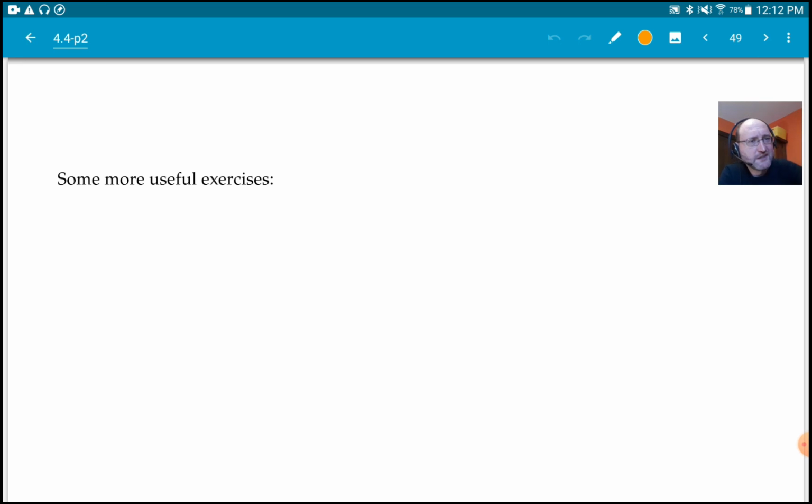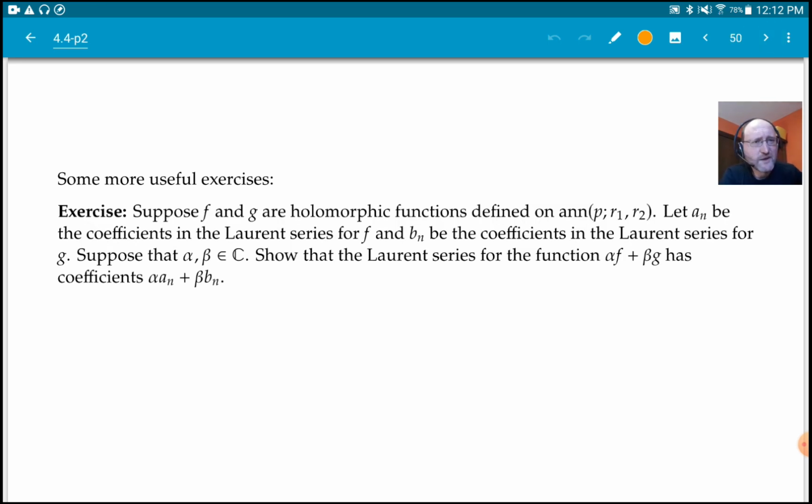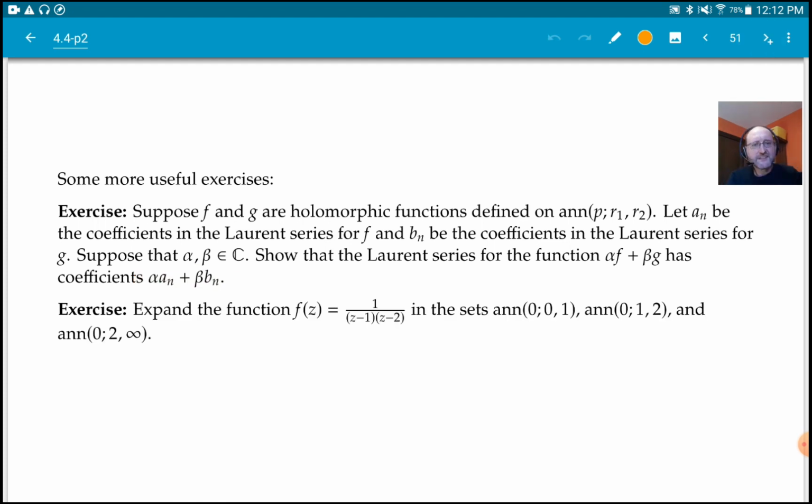Right, a couple more useful exercises. So one that is relatively very easy is if I take some holomorphic functions and I take a linear combination, then you do the same thing to the Laurent series coefficients, right? That's how you compute the Laurent series coefficients for the linear combination of these functions. And another useful exercise, maybe more useful for the last lecture really, is how do you find these Laurent series? You don't do it by computing those integrals, right? Just like last time, you really do it just by computing in some sort of ad hoc way.